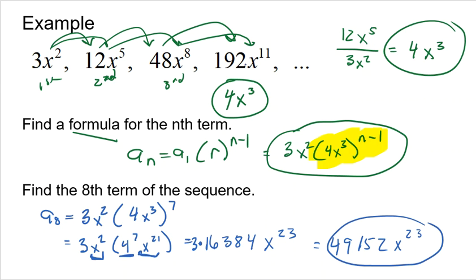So if I keep multiplying by 4x cubed, the 8th term of that sequence will end up being 49,152 x to the 23rd. All right, not too bad. Again, I love algebra, so I love throwing a little bit of algebra into these problems. It just makes you think a little bit more. But again, I'm still following all the rules. It's not that difficult. All right, so this was covering algebraic sequences. Be ready for the next video to talk about word problems.